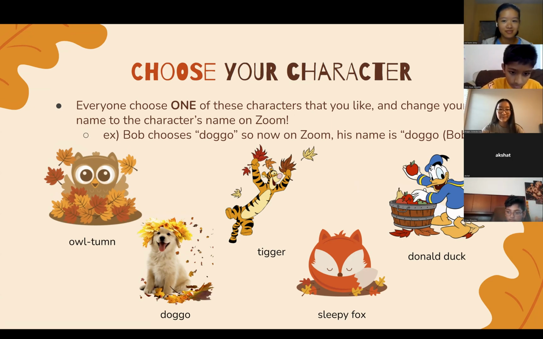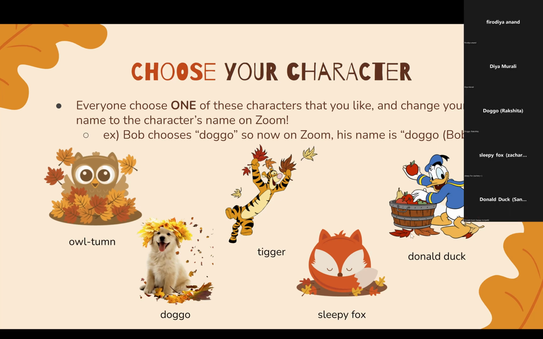We have 2 Sleepy Foxes so far. Oh my God, Ronald Reagan joined the class. Whoa. No way. How old are you, Ronald Reagan? 2 Tiggers. Wow, that's a lot of Donald Ducks.